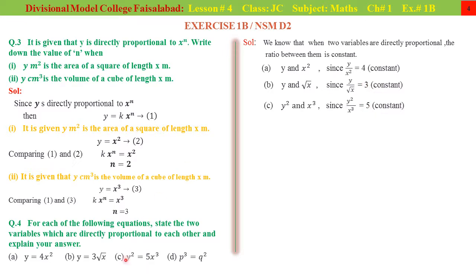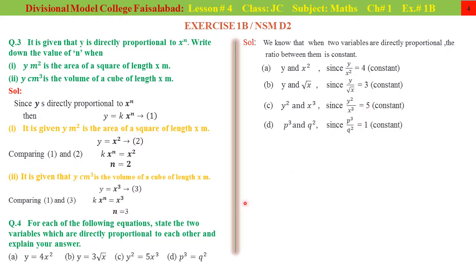And for part C, y square is equal to 5x cube. 5 is constant, so y square is equal to constant times x cube. So we can say that y square and x cube are two variables which are directly proportional, and its reason is because the ratio between y square and x cube is equal to 5, which is a constant.